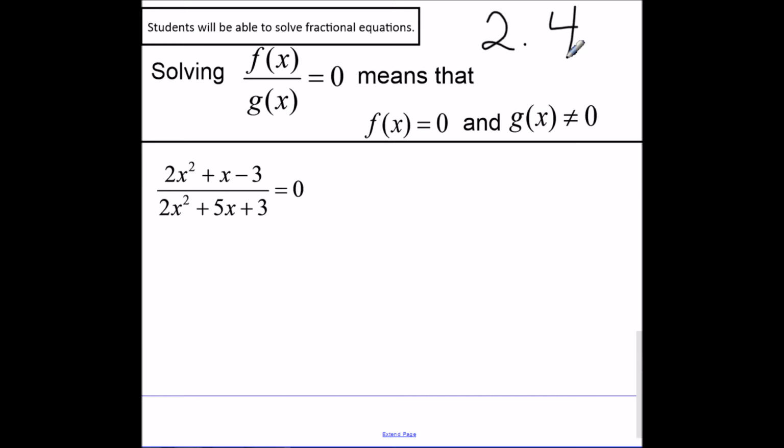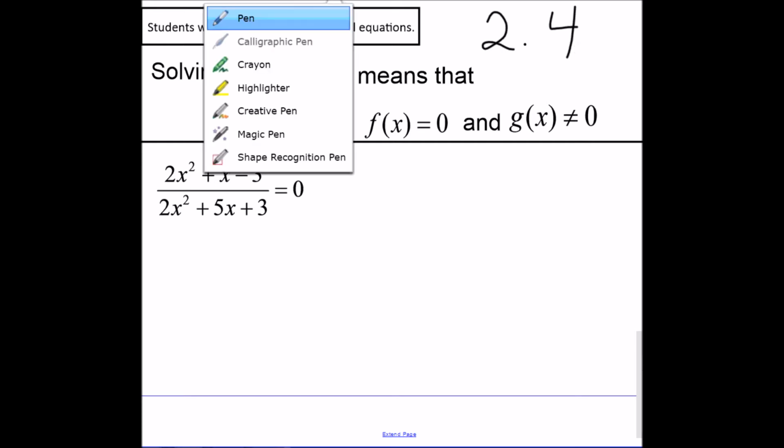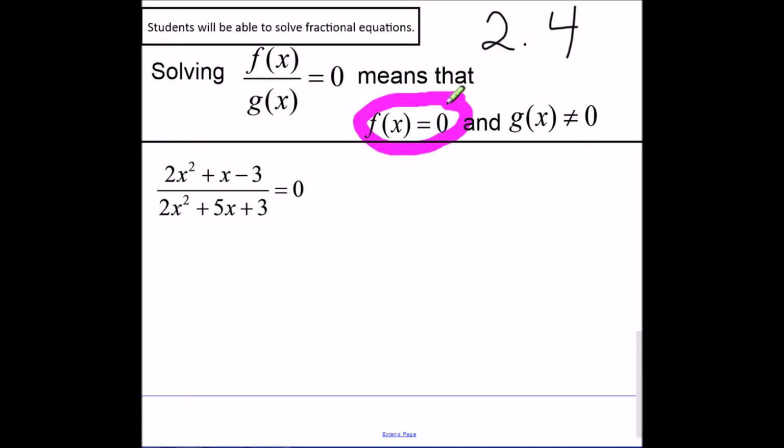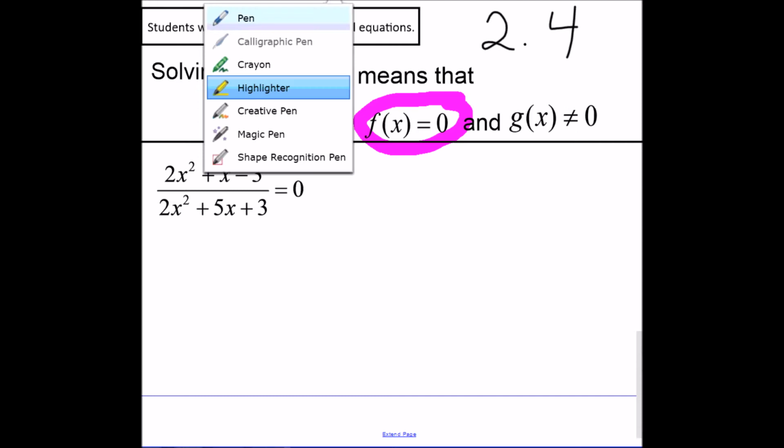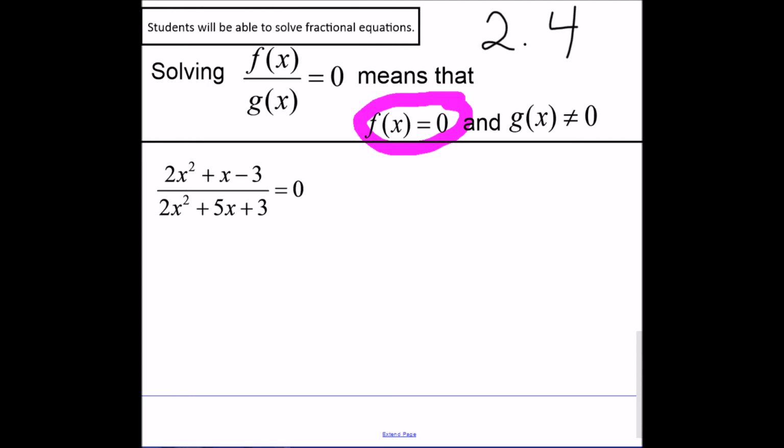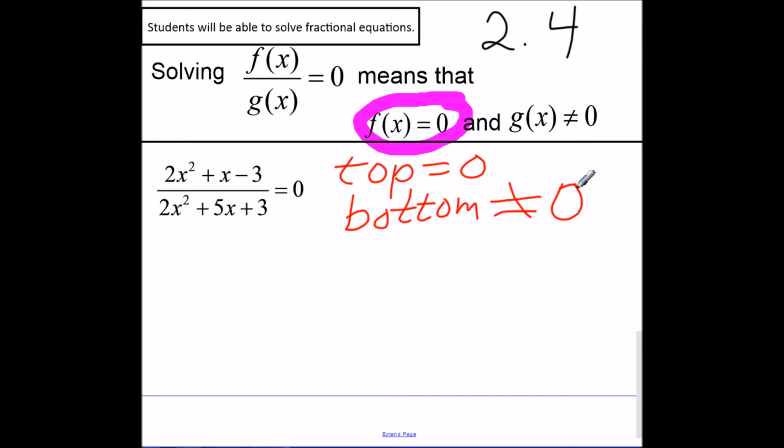If you've got two polynomials on the top and bottom, the only way that any fraction can be equal to 0 is if the top is equal to 0. So whatever polynomial is on the top equals 0. The bottom can never be equal to 0. So if there is any solution that gives a 0 on the bottom, then it is irrelevant. It doesn't matter what it does on the top. It causes the solution to not be true because you can never divide by 0.